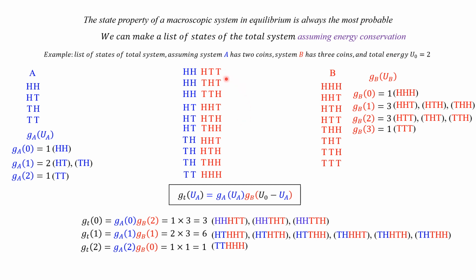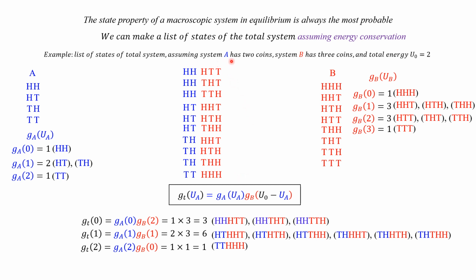So in our example, we have 10 states. So we assume that we're going to find this state in 1 out of 10 measurements, this state in 1 out of 10 measurements, this state in 1 out of 10 measurements, and so on. Now notice that even though all states of the total system are equally probable, the probabilities of the properties are not the same because more than one state can have the same property.